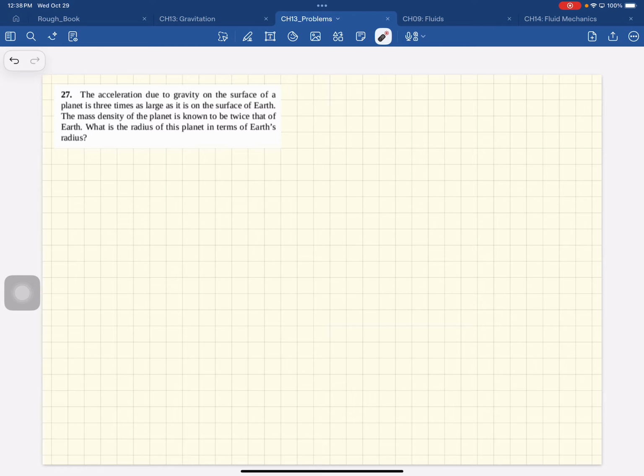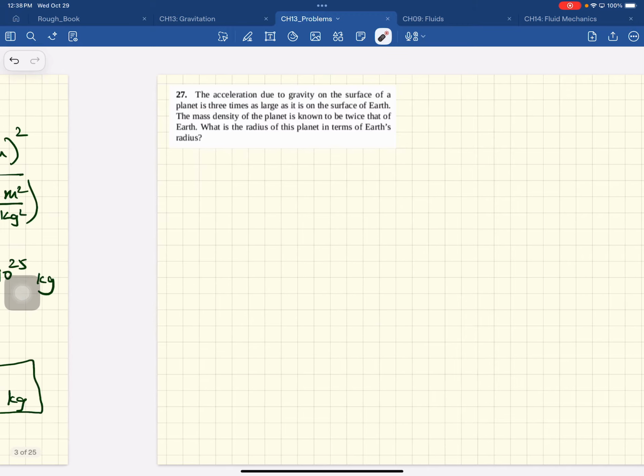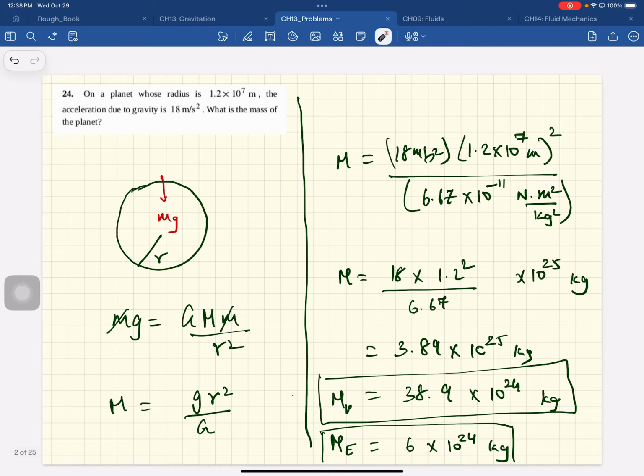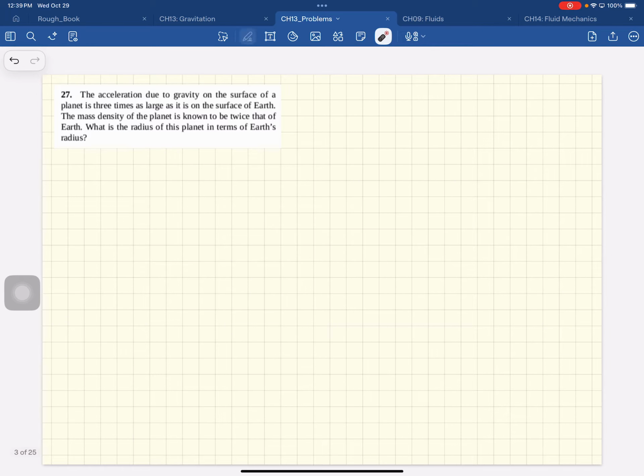Again, this problem says the acceleration due to gravity on the surface of a planet is 3 times as large as on the surface of Earth. You already saw that the acceleration due to gravity on the surface of a planet is given by that formula. So the acceleration due to gravity is given by G times the mass of the planet, and now I'll write capital R as the radius of the planet.